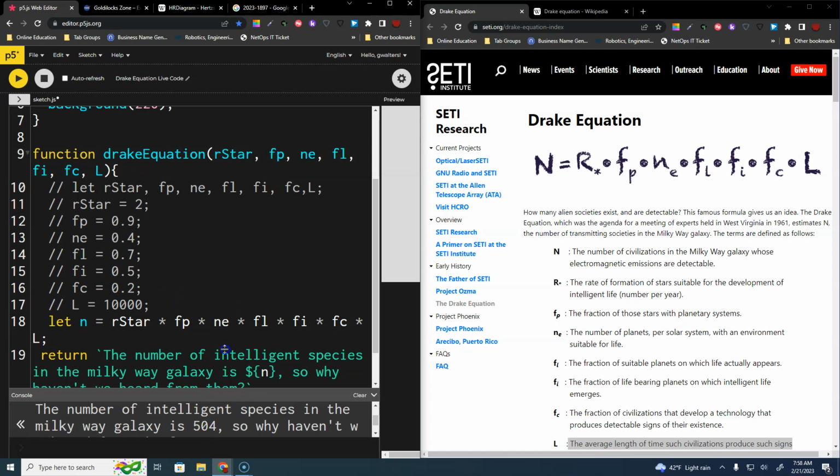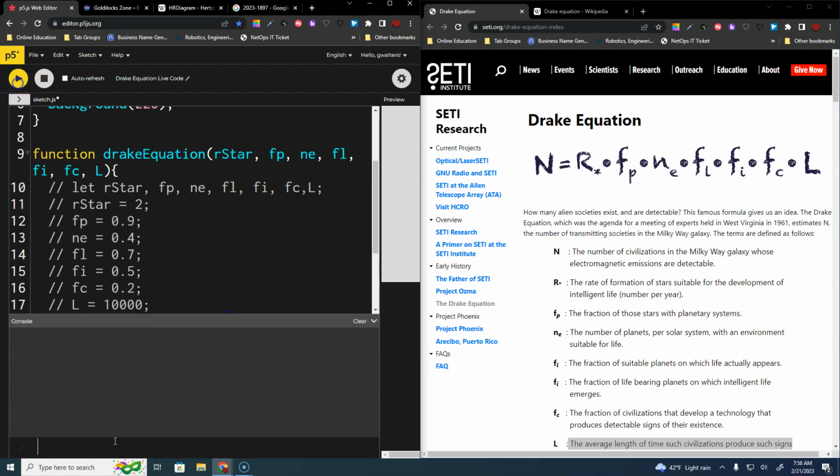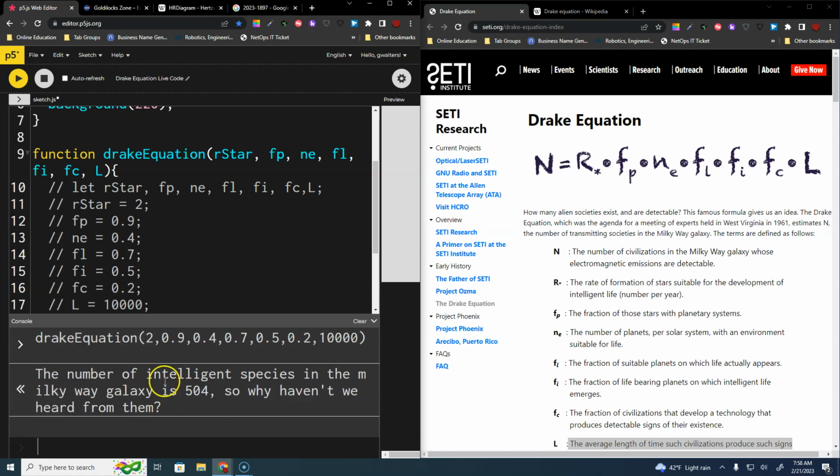So when we run it, now I can click up on my keyboard to call the last equation that I did, and just so we see that it's working exactly the same, give these values. Okay, I'm separating each one with commas. 0.7, 0.5, 0.2, and 10,000. Okay, now I click enter.